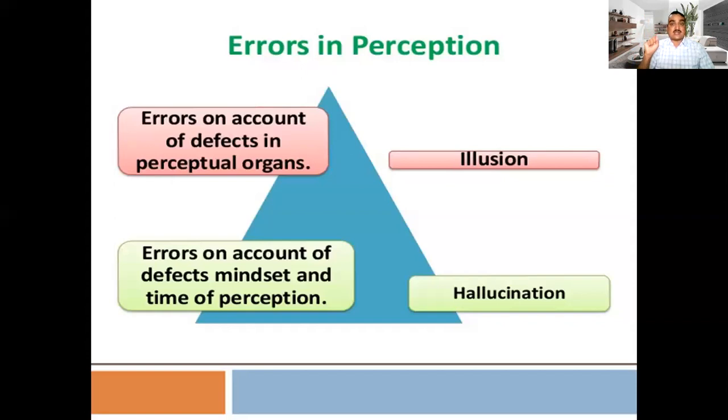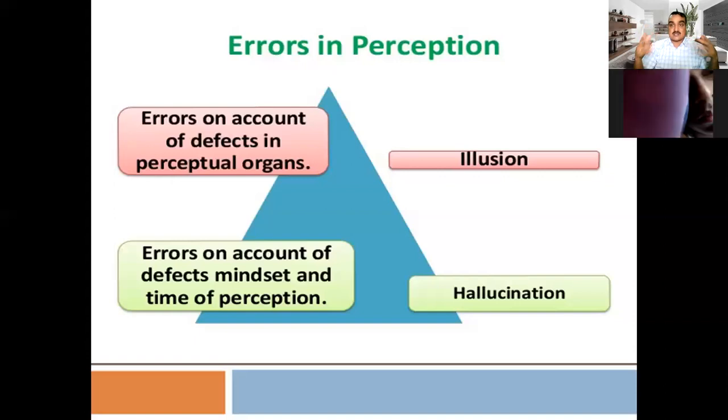The second type of error that we have in perception is misunderstanding. That is, first illusion, second hallucination. And what do you mean by hallucination? Errors on account of defective mindset and time of perception. So the first one is because of defects in sensory organs or the receiving elements like perceptual organs. If there are defects in these areas and I am not getting the right information, then it is known as illusion.